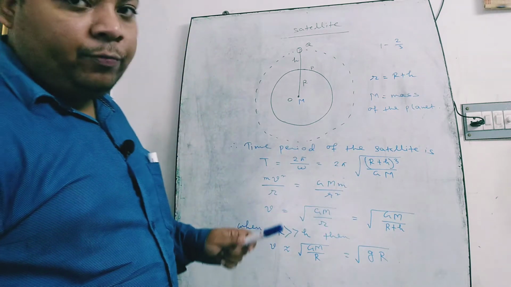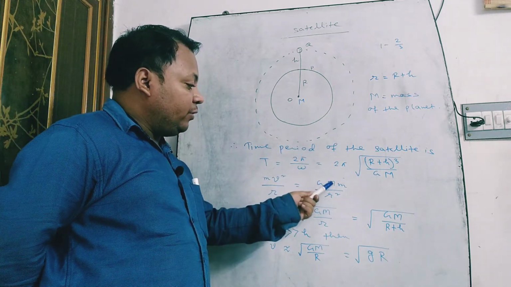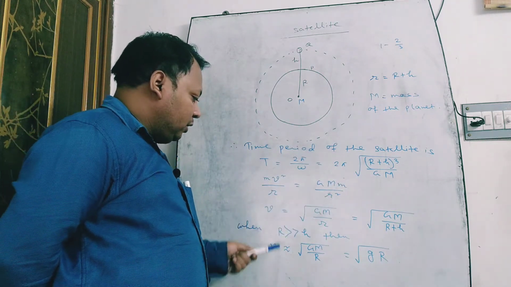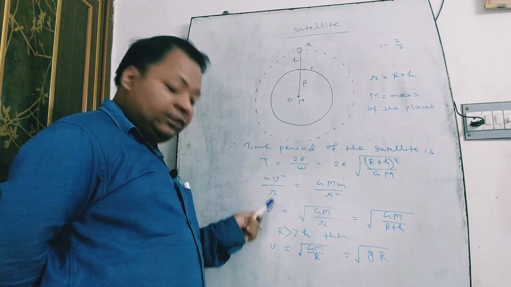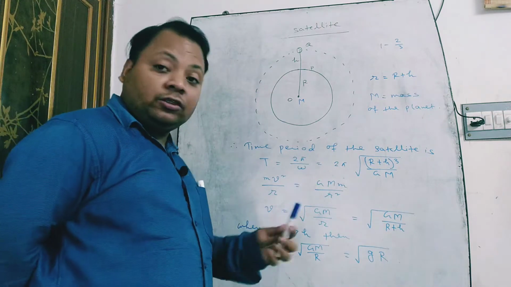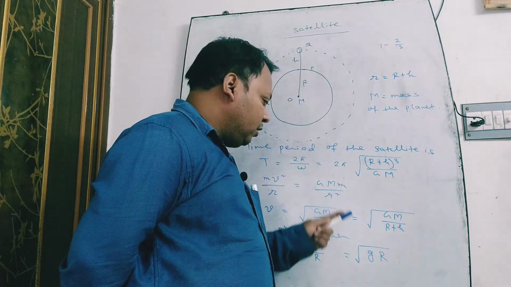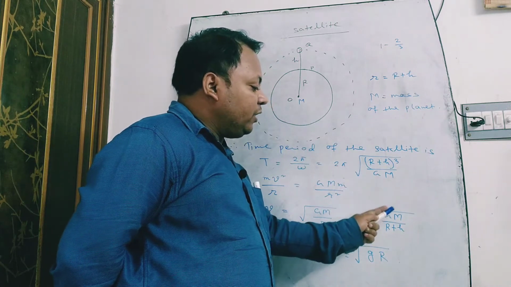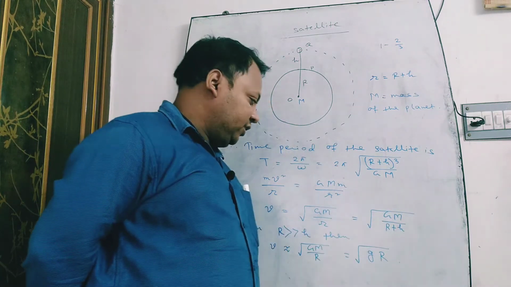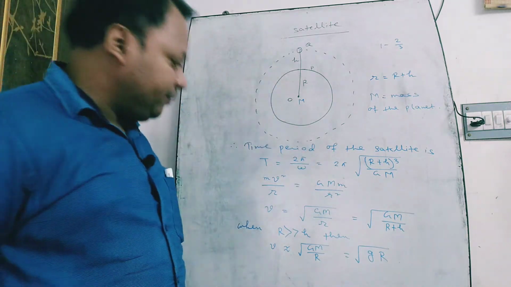And now small m v square by r is equal to capital G capital M small m by r square. This gives the linear velocity of the satellite: v is equal to under root of capital G capital M by r, which is equal to under root of capital G capital M by r plus h. Here v is the linear velocity of the satellite.